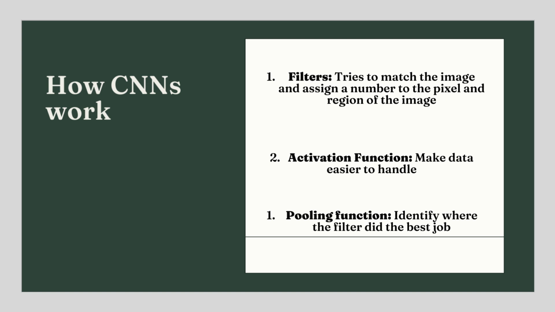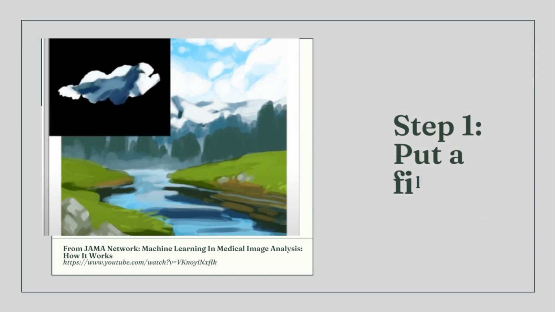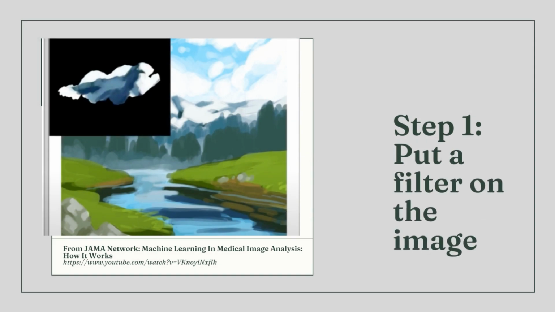Then they use an activation function that makes the data easier to handle. Then they use a pooling function, which basically shows where the filter did the best job of matching the image. So let's say you're trying to keep your kid occupied for a few hours and you give them a stencil of a cloud and say, move the stencil slowly around this picture until the cloud exactly matches the stencil. That's basically what you're telling the computer to do when you start programming.